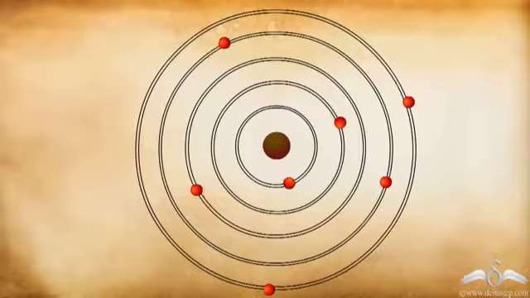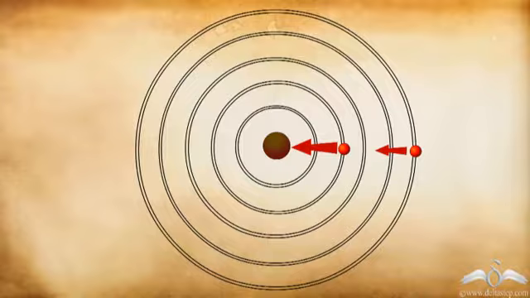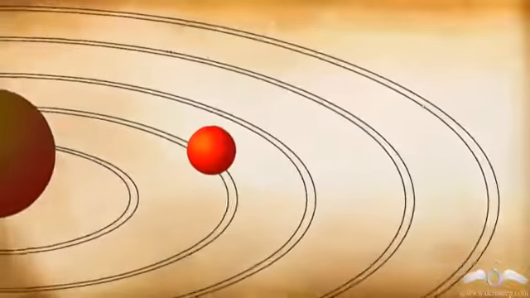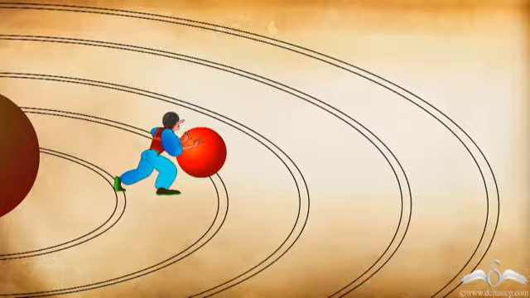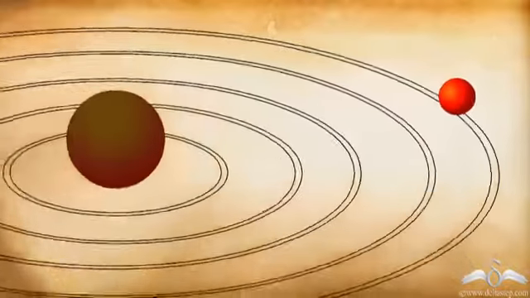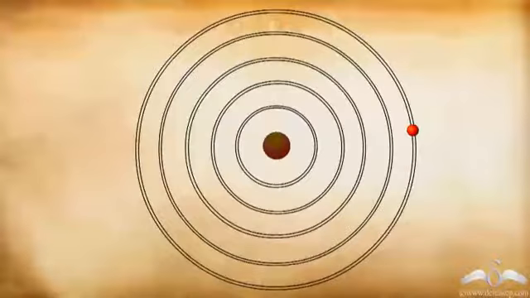The electrons which are closer to the nucleus are attracted towards the nucleus with a greater force, and the electrons which are away from the nucleus in the outer orbits are attracted towards the nucleus with a lesser force. And so, if an electron from an orbit closer to the nucleus is to be moved to an outer orbit, it requires energy. So energy is required to move an electron from an orbit which is closer to the nucleus to an orbit which is away from the nucleus.